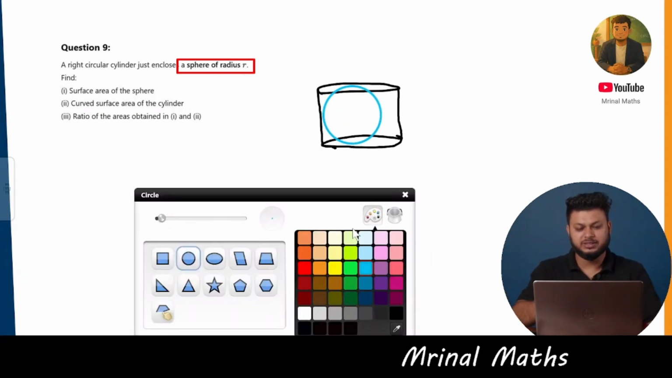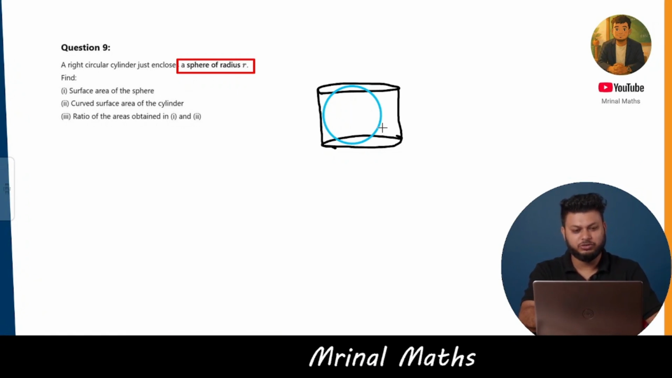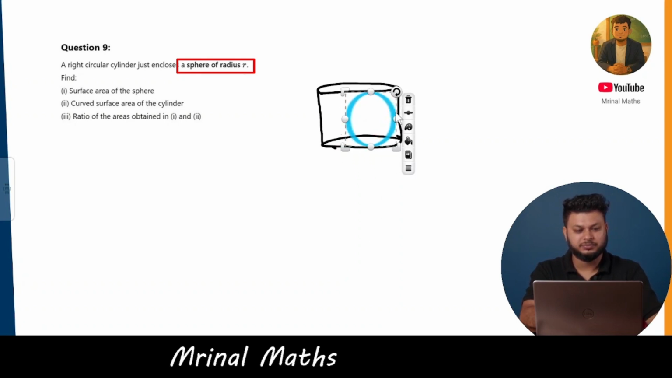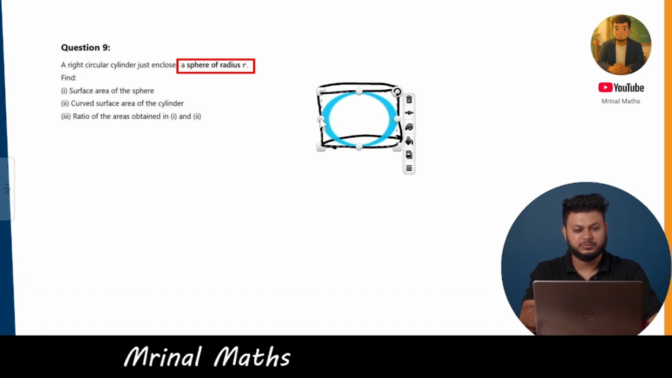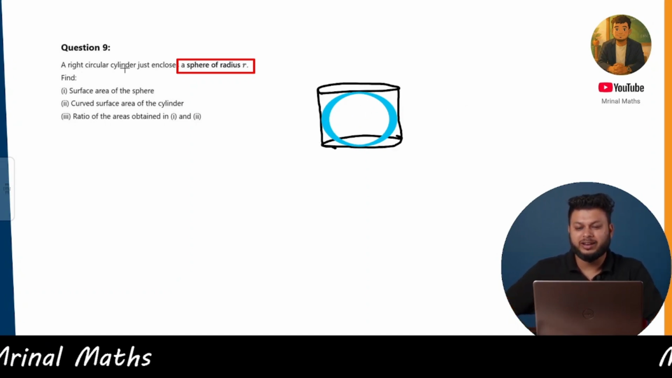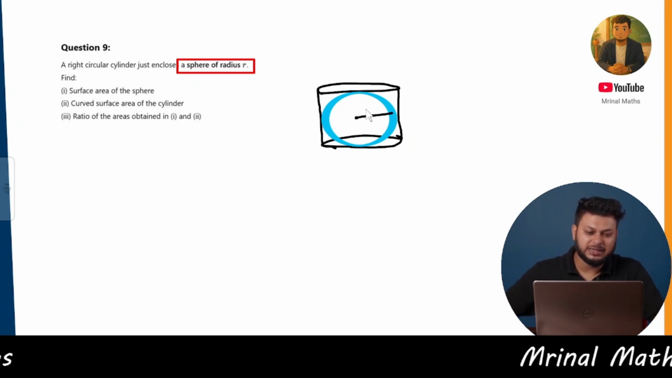My sphere doesn't exactly fit. Draw it in such a way. This is how it looks like. So, a right circular cylinder just encloses a sphere of radius r. Now, this has a radius r.